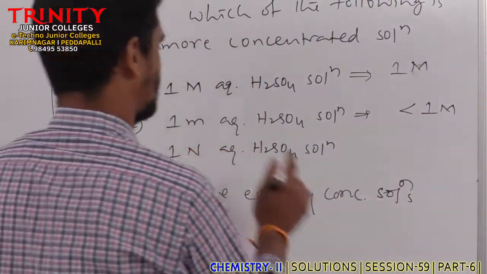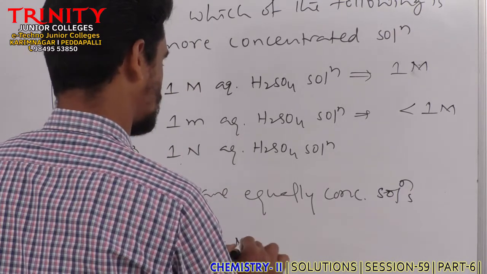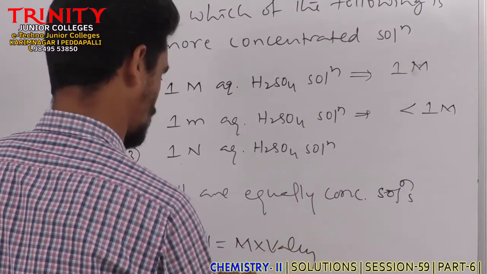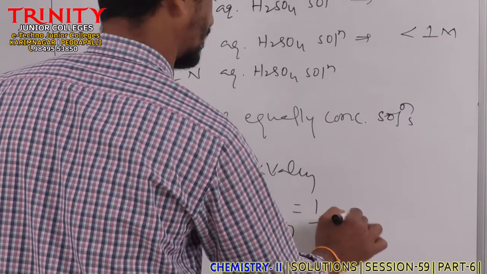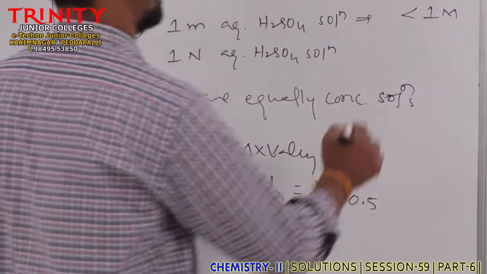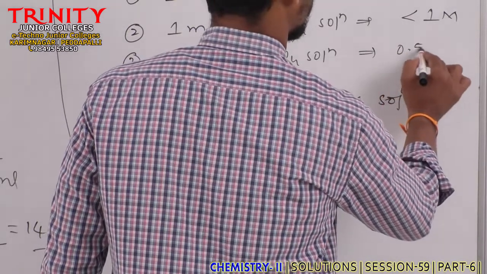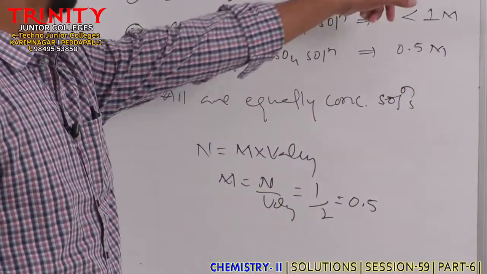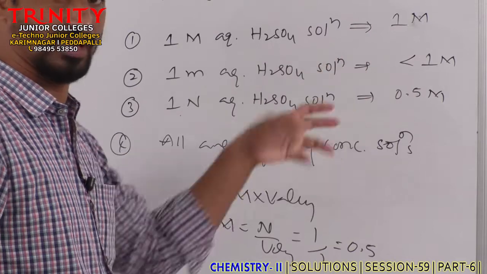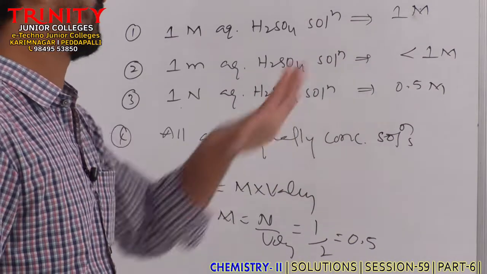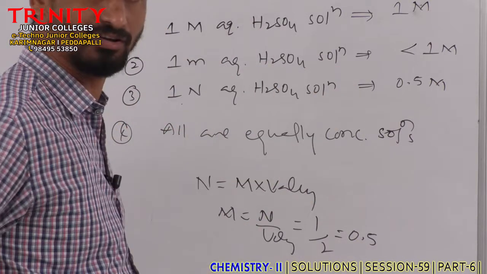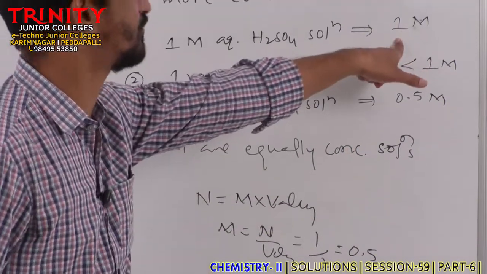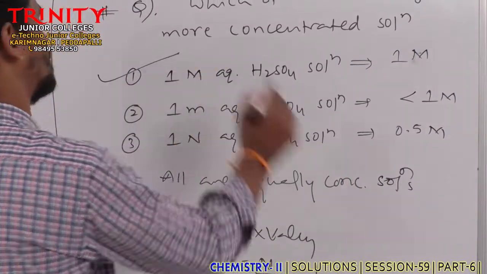And normality is given. We know that normality equals molarity into valency. Then molarity equals normality by valency. Normality 1, valency 2, that is 0.5. So what is the molarity here? 0.5 M. So the first one is 1 capital M, the second one is less than 1 capital M, and the third one is 0.5 capital M. So which has the highest concentration among these three? The first one. So this will be the right answer.